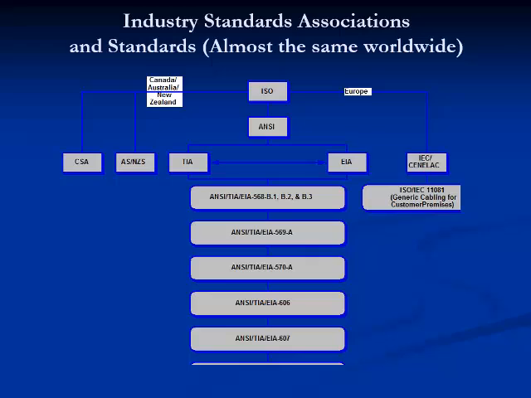EIA is the Electronic Industries Alliance. CSA is the Canadian Standards Association. IEC is the International Electrotechnical Commission, and they're located in Europe. CENELEC, which is the European Committee for Electrotechnical Standardization, and finally the Australian/New Zealand standards. So these represent the standards organizations that are responsible for the telecommunication standards worldwide.